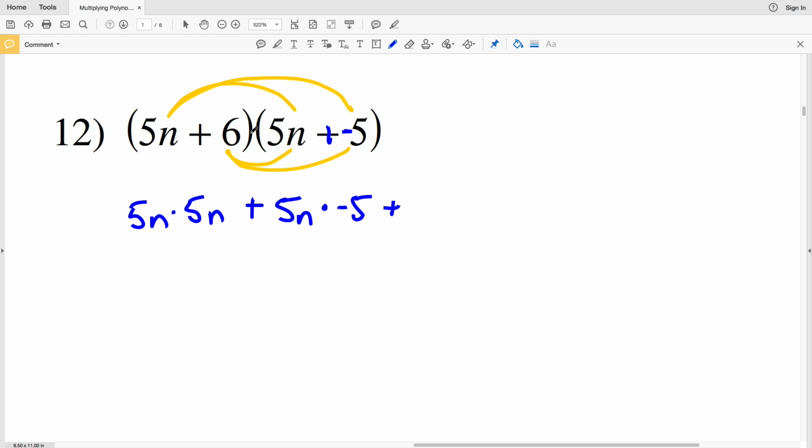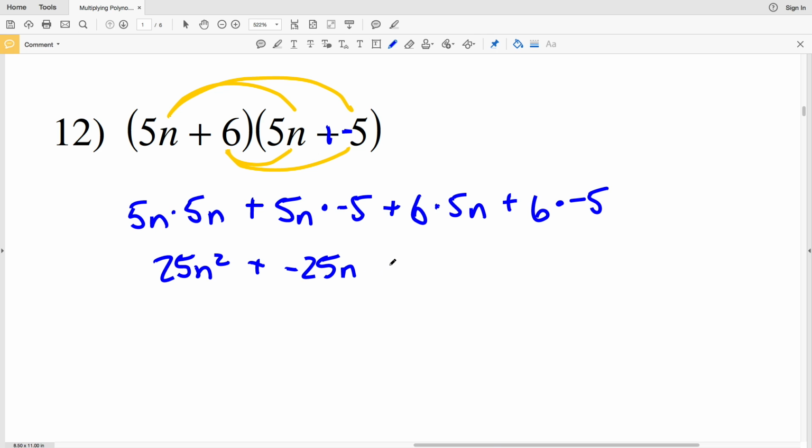And then I'm going to add 6 times 5n. And then I'm going to add 6 times negative 5. 5n times 5n is 25n squared. Plus 5n times negative 5 is negative 25n. Plus 6 times 5n is 30n, plus 6 times negative 5 is negative 30.